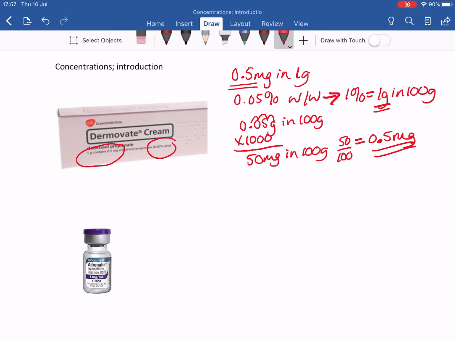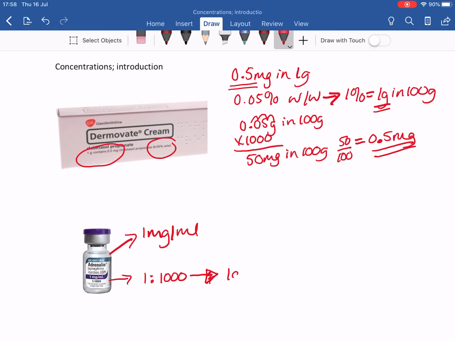We'll look now at the adrenaline injection. So the manufacturers here tell us that this is 1 milligram in 1 mil. And they're also telling us that this is 1 in 1,000. Again, they look really quite different, so how can these be the same? Again, I'm going to look at the ratio strength this time.